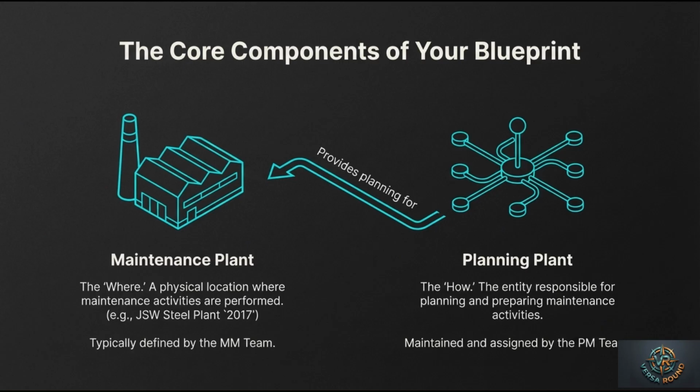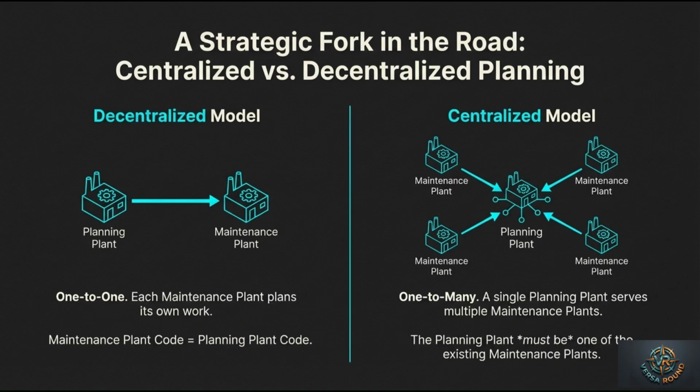The strategic decision, centralized versus decentralized. Now, here's where strategy comes in. How you link these plants defines your maintenance organization's model. In a decentralized model, it's a one-to-one relationship. Each maintenance plant has its own dedicated planning plant. They plan their own work. In this case, the codes are usually the same, so Maintenance Plant 2017 is planned by Planning Plant 2017.